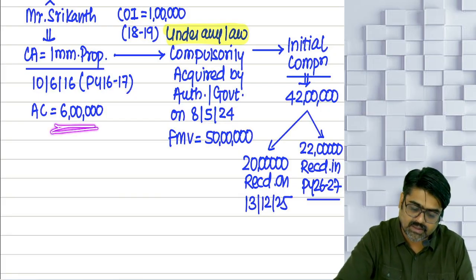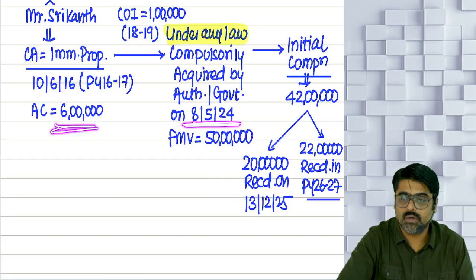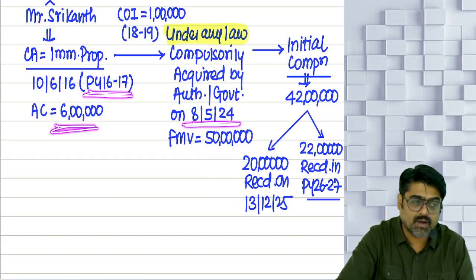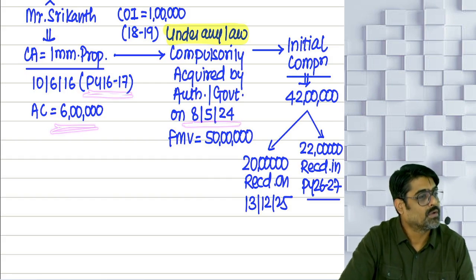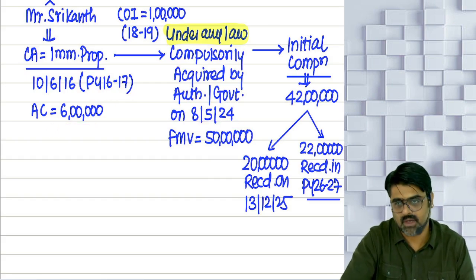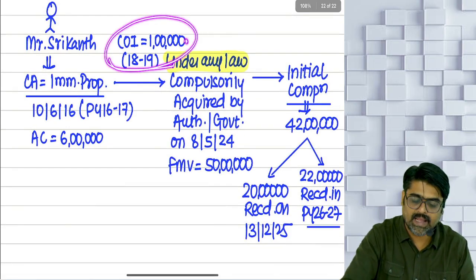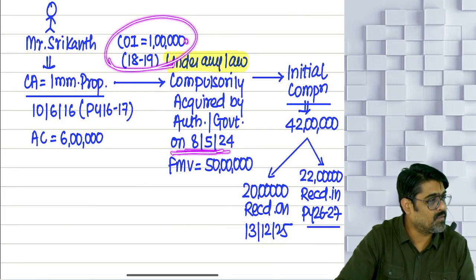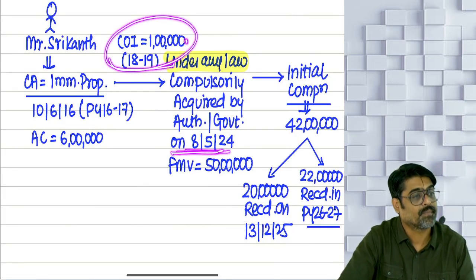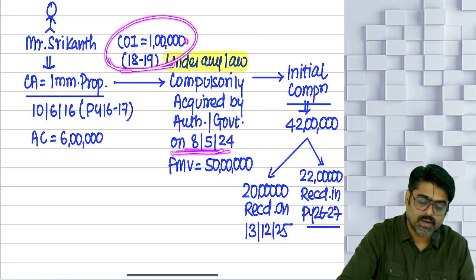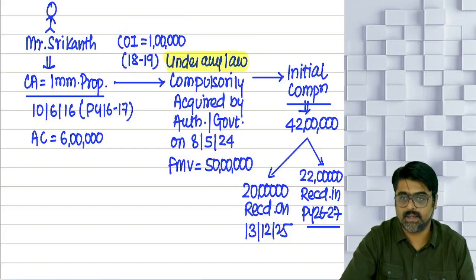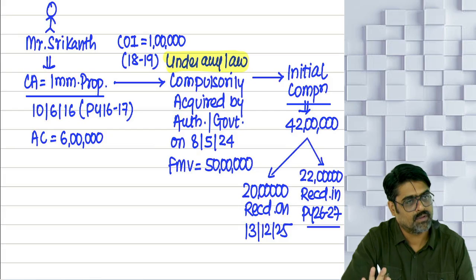So 6 lakh into 363 divided by CII of 16-17 which will be 264. You will get the index cost of acquisition. And will you index the cost of improvement also? Yes, 1 lakh into CII of 24-25, yes or no, which is 363 divided by CII of 18-19, 280. You will get index cost of improvement. Reduce that, you will get the capital gains.